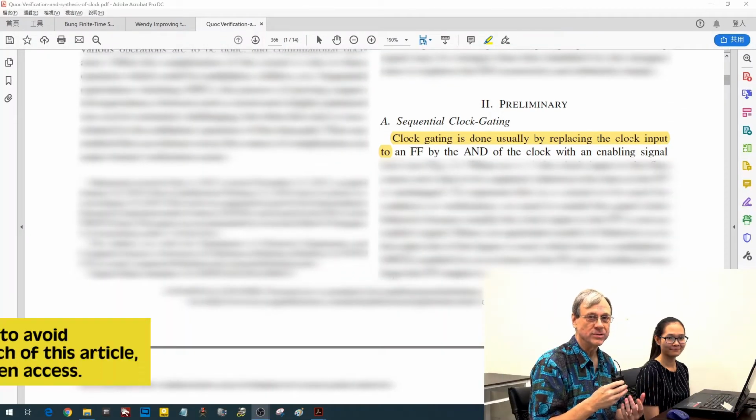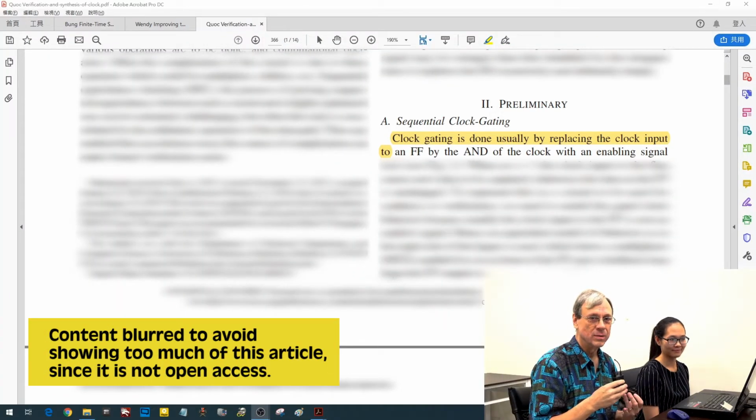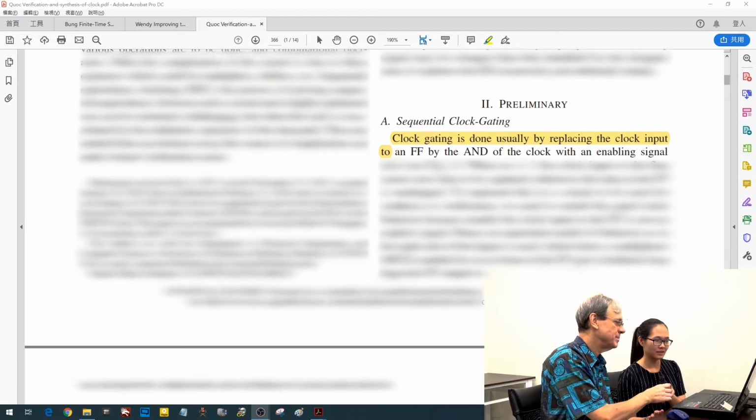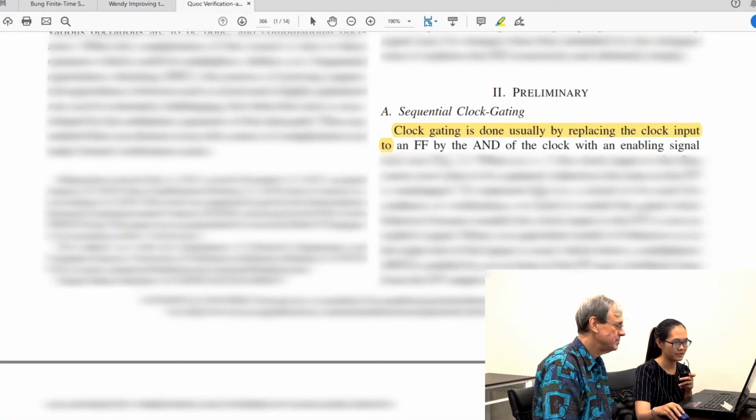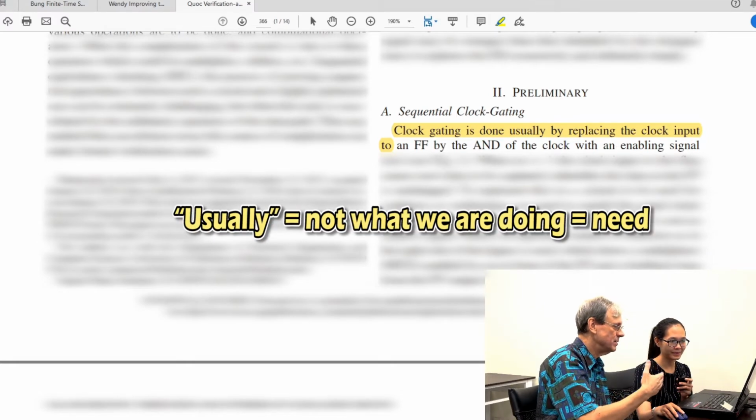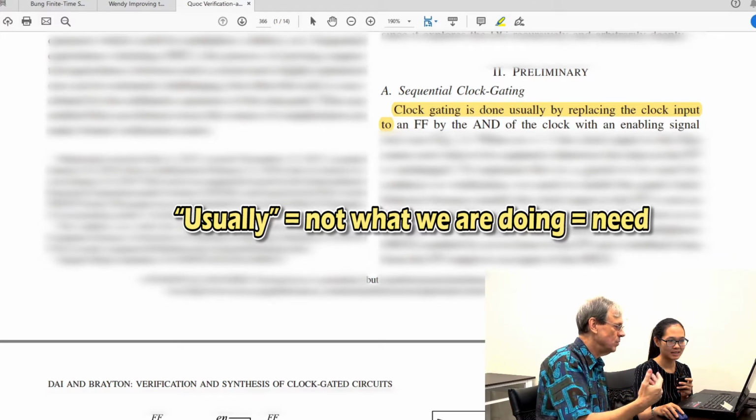We're going to look at our very unusual electrical engineering article, which again doesn't follow the expected structure very well. So we'll try to explain it. We start with the second division. The first subsection is the preliminary, and they talk about sequential clock gating. It should be the component need, because they say this clock gating is usually done by relay. So again, "usually" gives the idea that it's not what we're doing, but what other people have done.